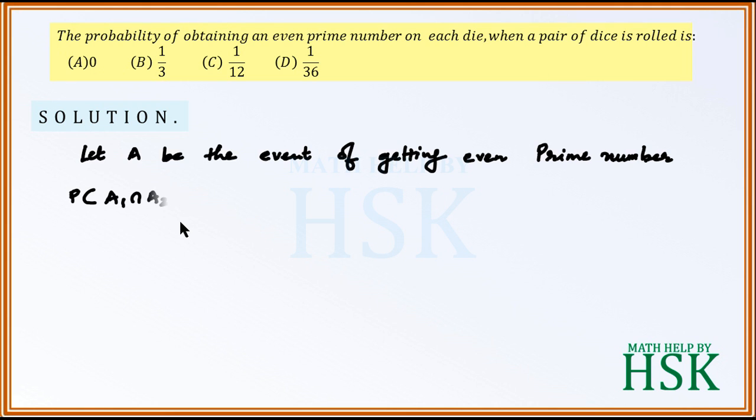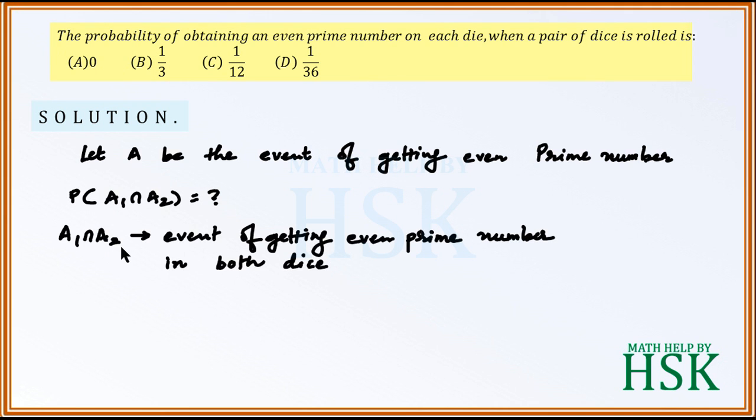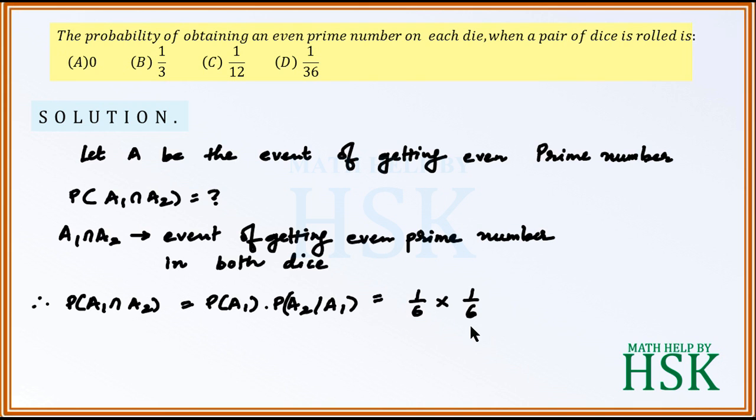Now in this case we have to calculate the probability of A1 intersection A2, where A1 intersection A2 can be considered the event of getting an even prime number on both dice. A1 is the event of getting an even prime number on the first die, and A2 is the event of getting an even prime number on the second die. Therefore we can write that the probability of A1 intersection A2 is equal to probability of A1 into probability of A2 given A1, and this would be equal to 1 by 6 into 1 by 6.